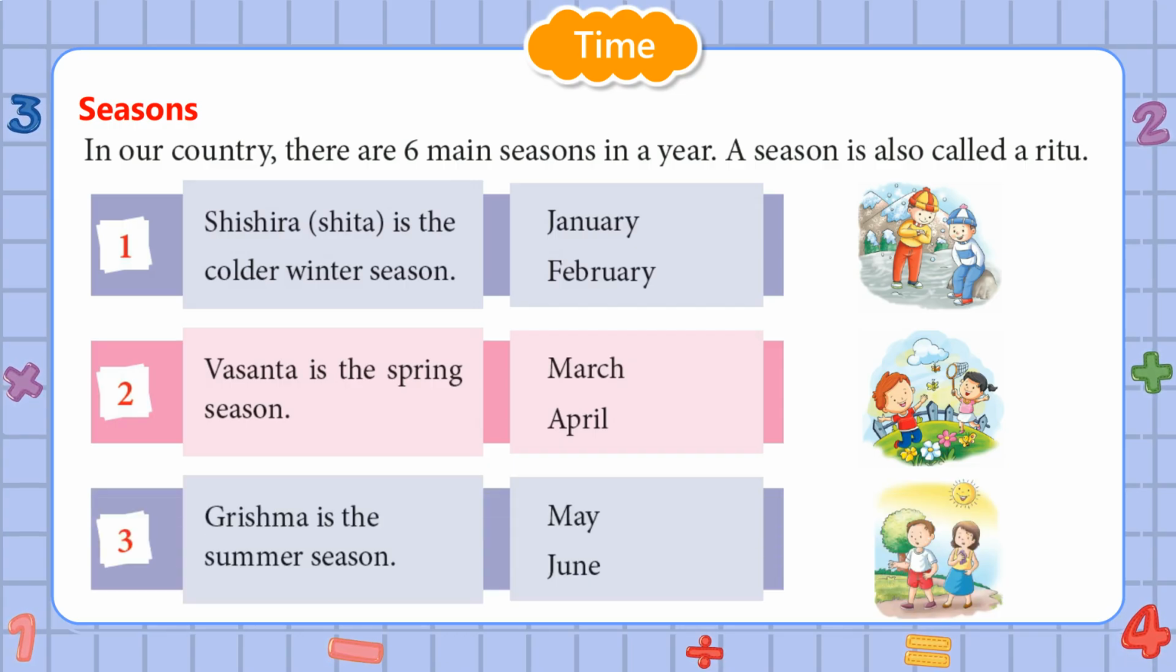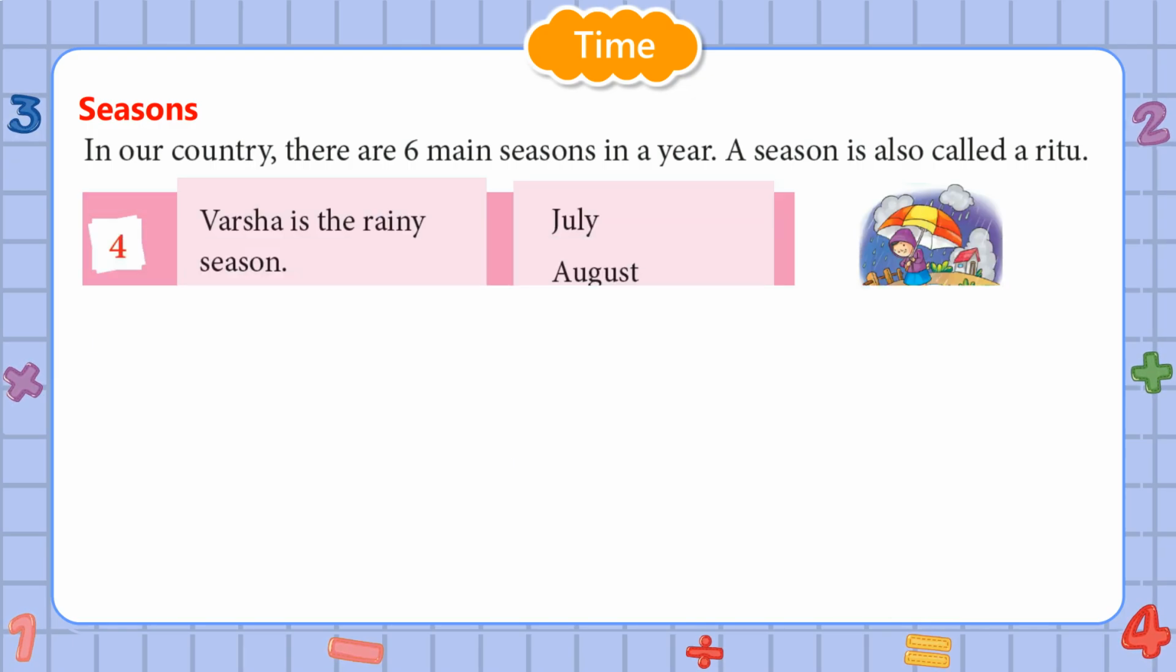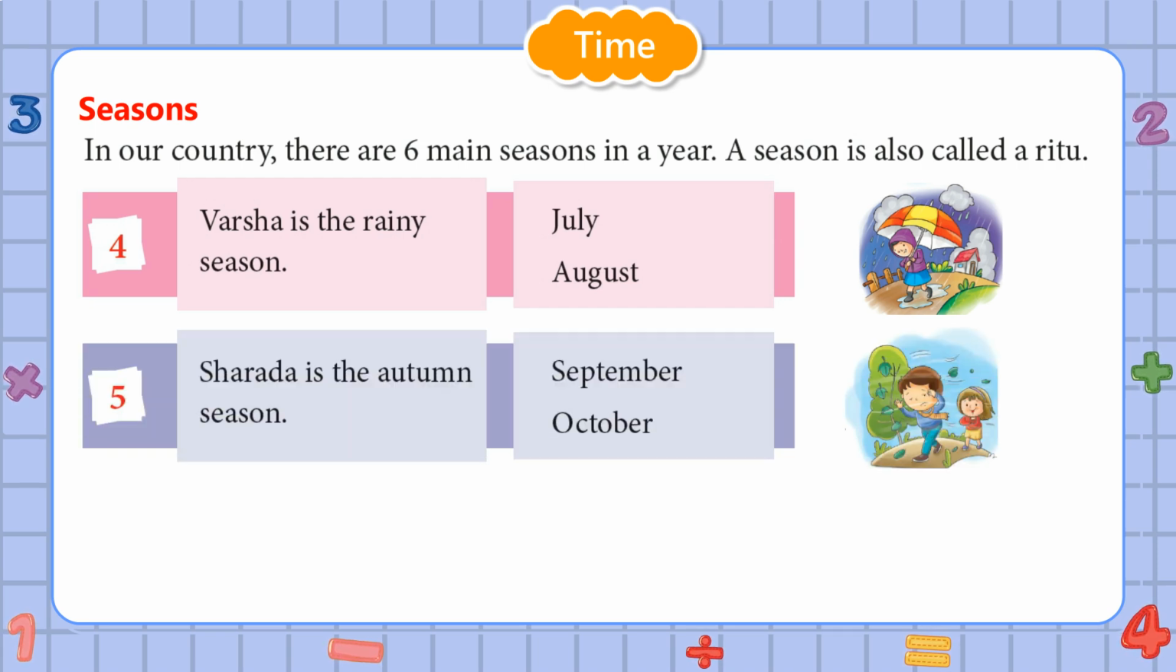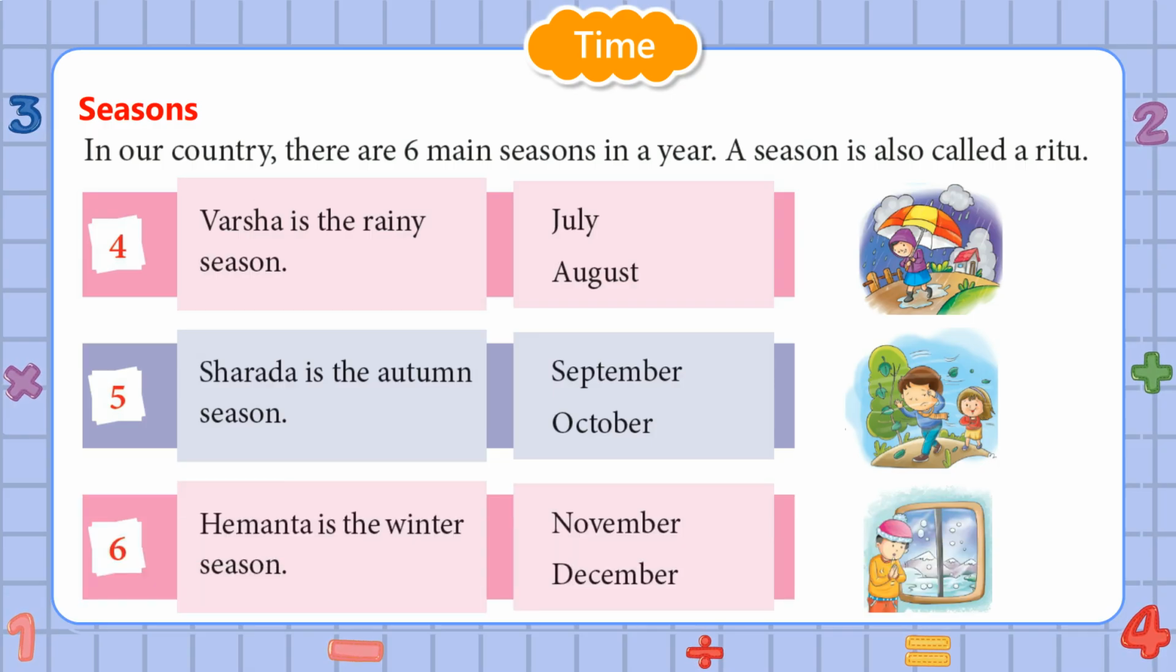Number 3, Grishma is the summer season. It remains in May and June. Number 4, Varsha is the rainy season. It remains in July and August. Number 5, Sharad is the autumn season. It remains in September and October. Number 6, Hemant is the winter season. It remains in November and December.